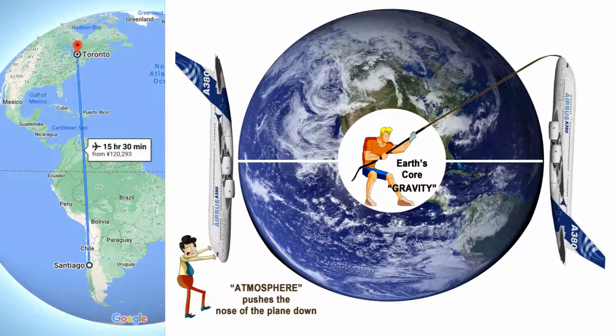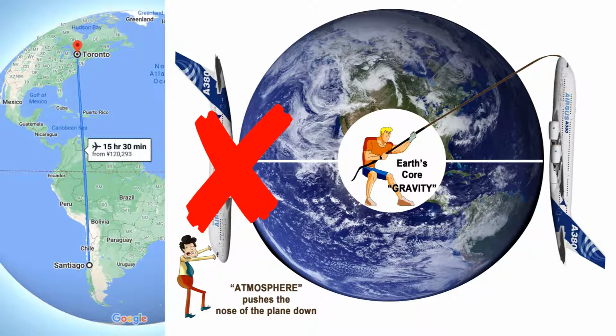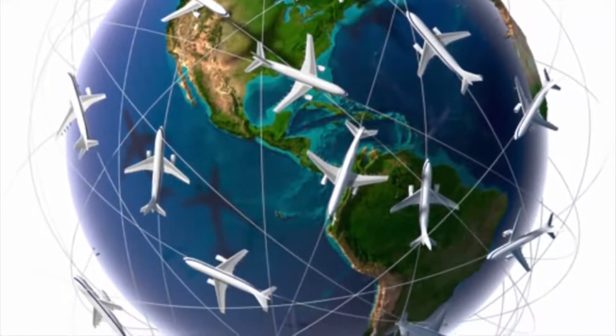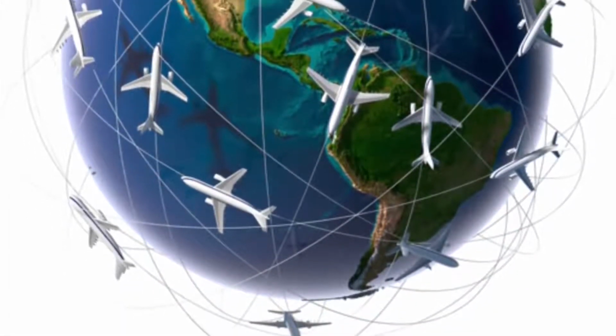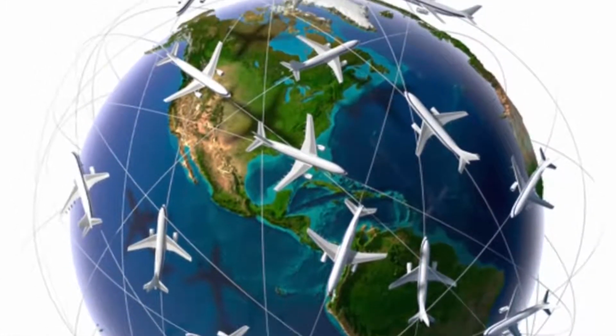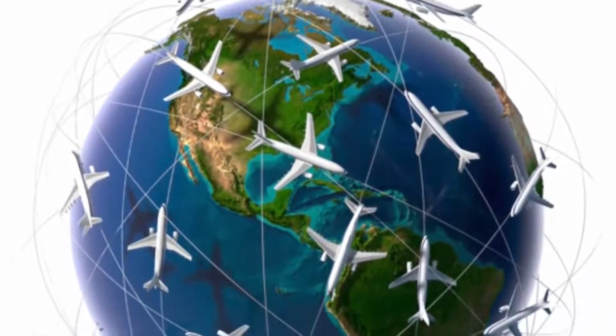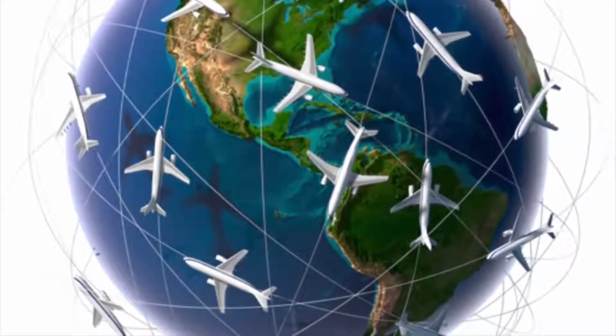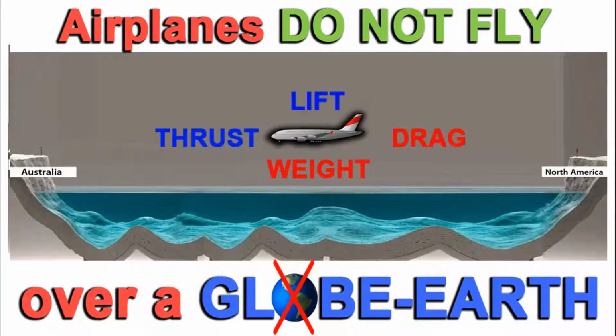So we conclude that the atmosphere is not pushing down the nose of the plane to adjust for curvature. Neither is a force called gravity in the center of the Earth pulling down the nose of the plane in order to have it adjusted for the curvature. The only other option would be the pilot doing it, but we know pilots don't do that. There are no such forces called gravity or the atmosphere pushing down the nose of the plane. There are no airplanes flying, as you see here in this animation, all around a ball Earth made mainly of water, 70% of water. This is not just a cartoon image, but it's an impossibility. Airplanes are designed to fly level and straight over a flat surface.